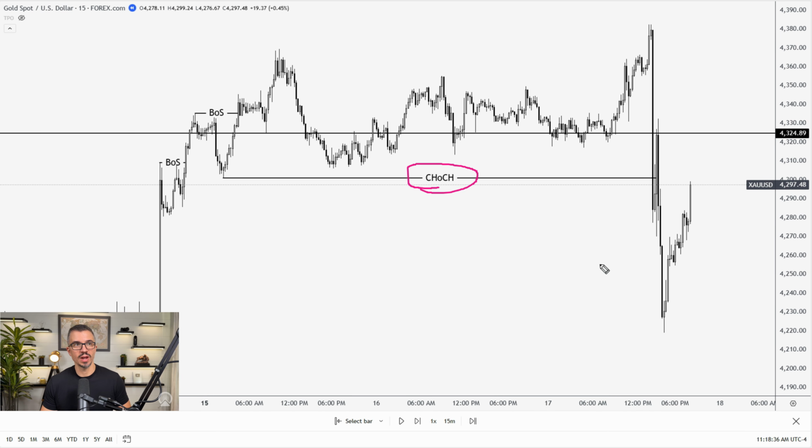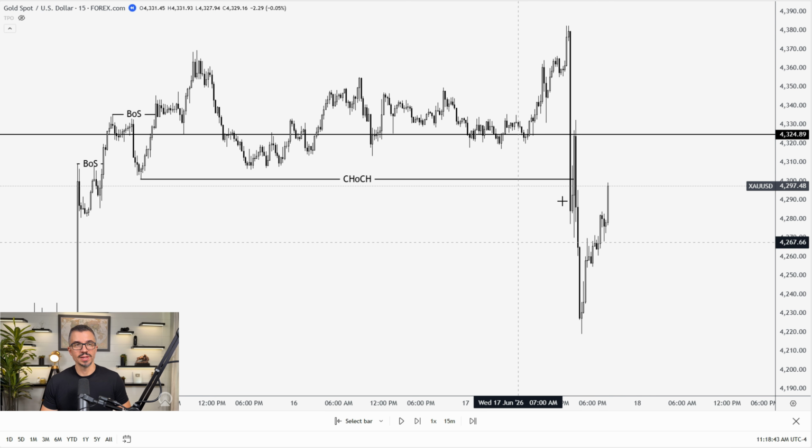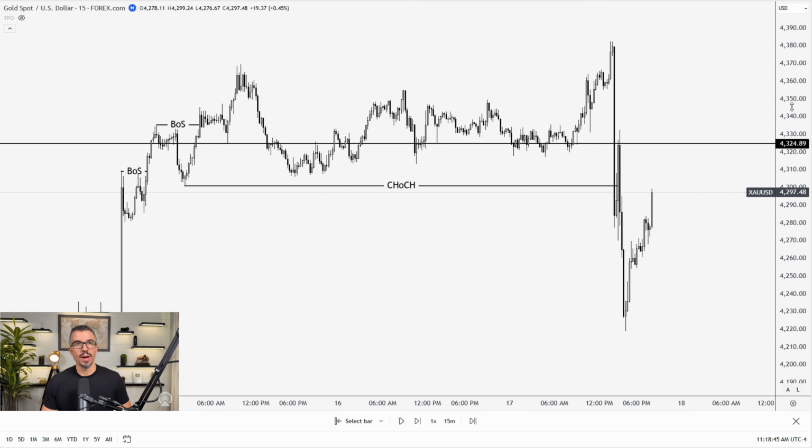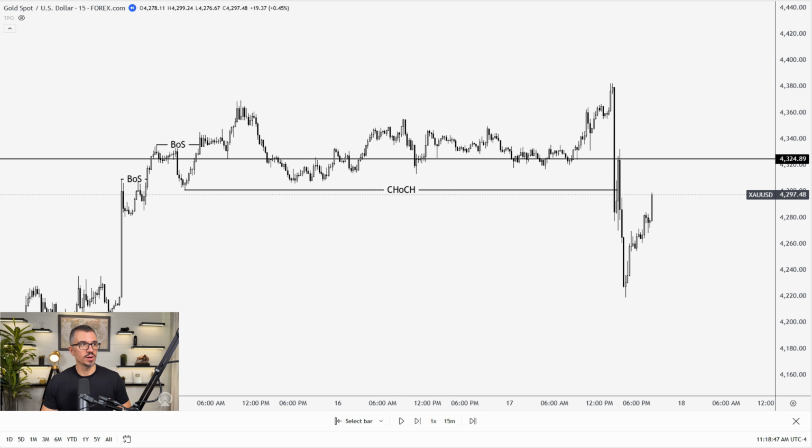So we had the change of character, we had that shift in momentum, and then you can see we tapped right back into this level. Now, remember, this is our level that we're watching. This is our resistance level here. But we're waiting for this change of character, for the market to give us that shift, to tell us that the momentum has gone from buyers in control to now sellers in control. So once you get the change of character, you're looking for a lower high to develop.